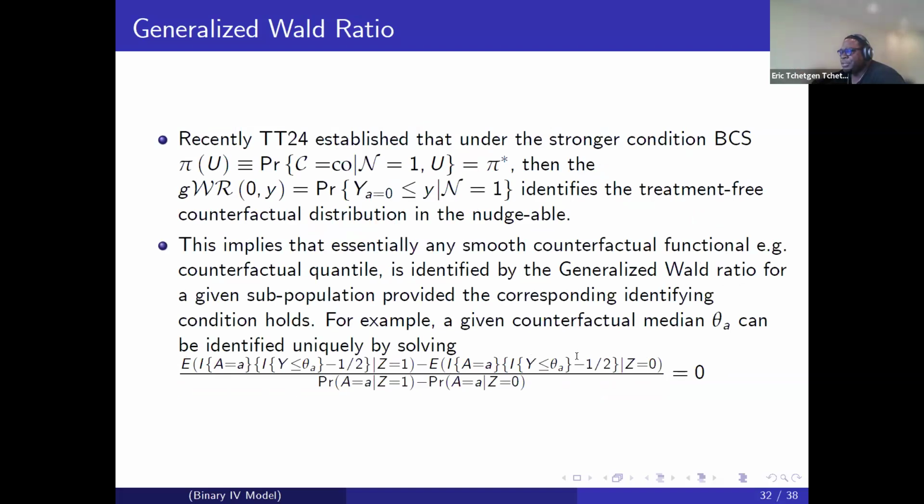In this recent paper I mentioned earlier, we established that under the balanced compliance share condition, the generalized Wald ratio would in fact identify the potential outcome distribution under no treatment among the nudge-able individuals. That is, it identifies the treatment-free counterfactual distribution in the nudge-able. This implies that essentially any smooth counterfactual functional, for example a counterfactual quantile, is identified by the generalized Wald for a given subpopulation, provided the corresponding identifying condition holds.